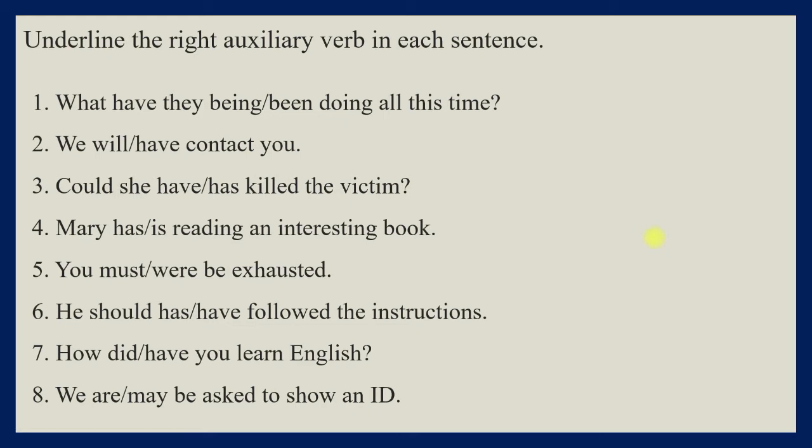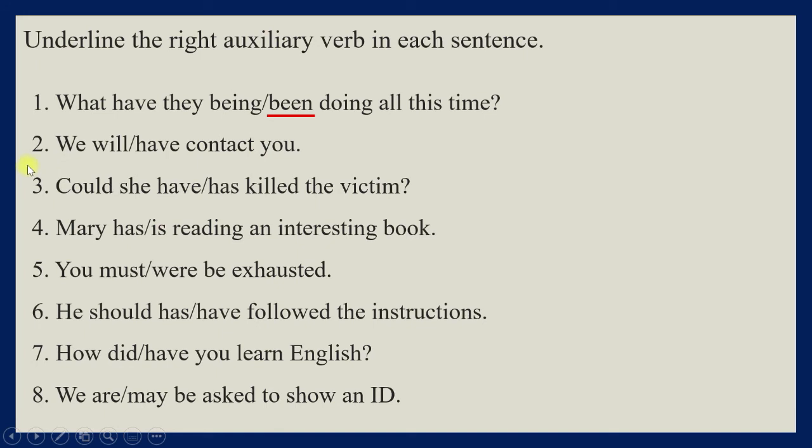1. What have they been or being doing all this time? And because our main verb is do and it is in ing form, being is an auxiliary verb we only use in passive sentences. And because our main verb is in ing form, this is definitely an active sentence. So the answer is been. What have they been doing all this time?